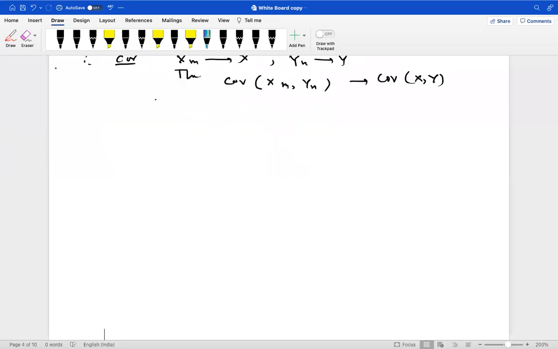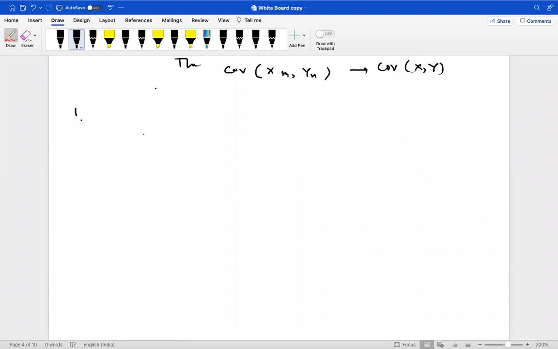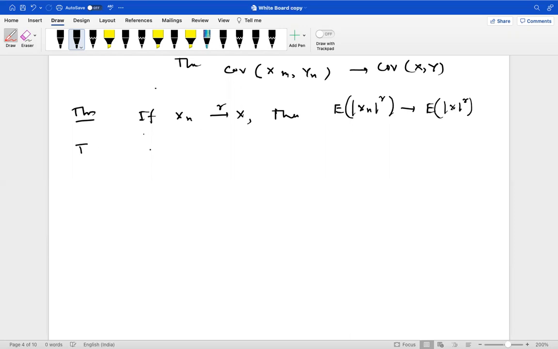And it is not only true for the second mean, it is also true for any rth mean moment. So the next theorem is this: if Xn goes to X in r, then the expectation of mod Xn to the rth power converges to the expectation of mod X to the power r. So the rth moment also converges.